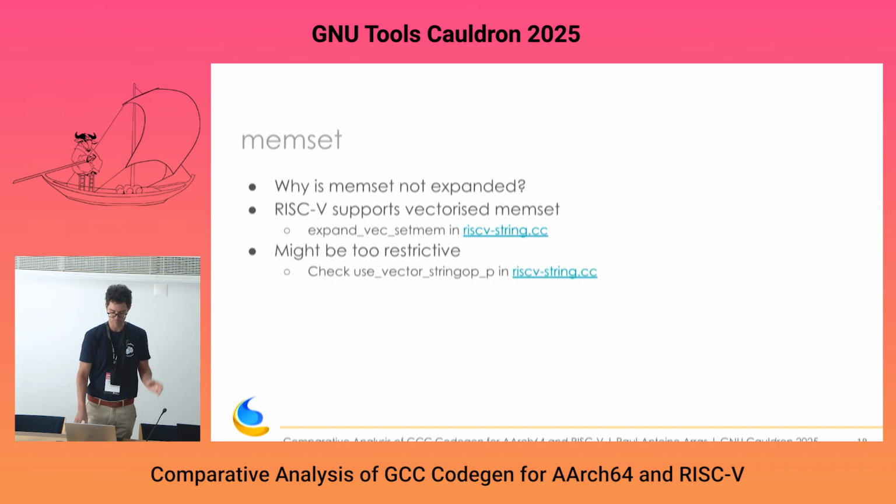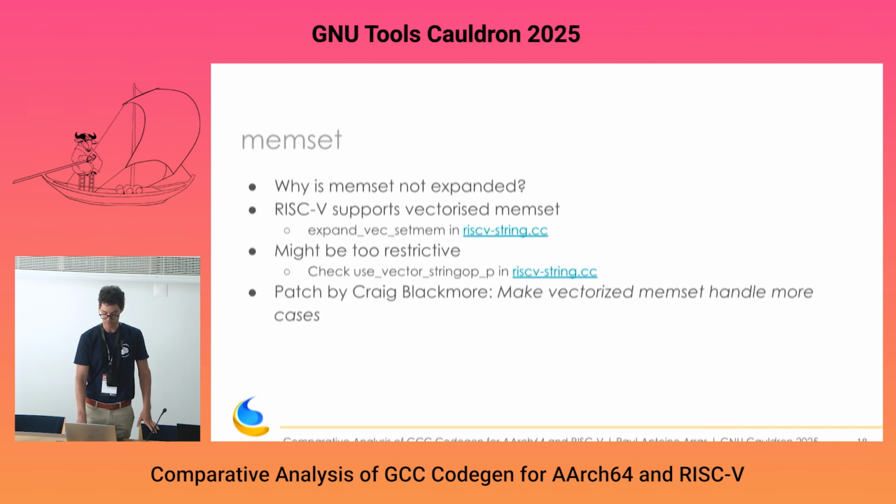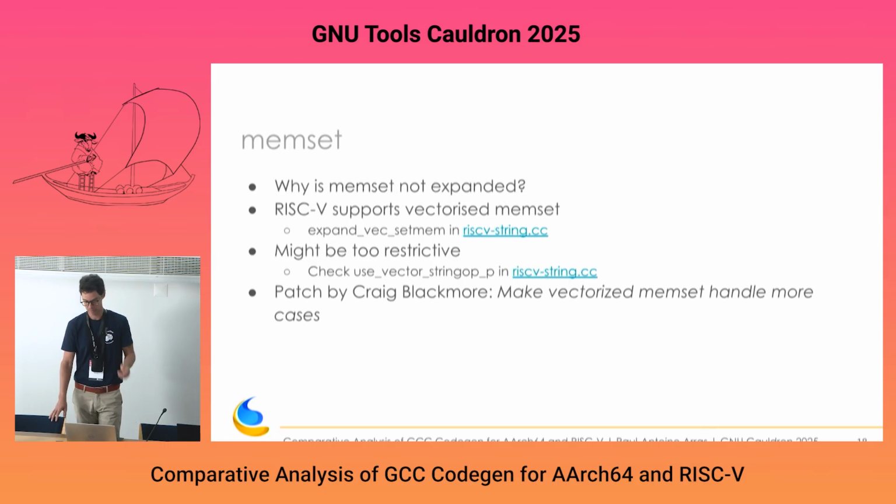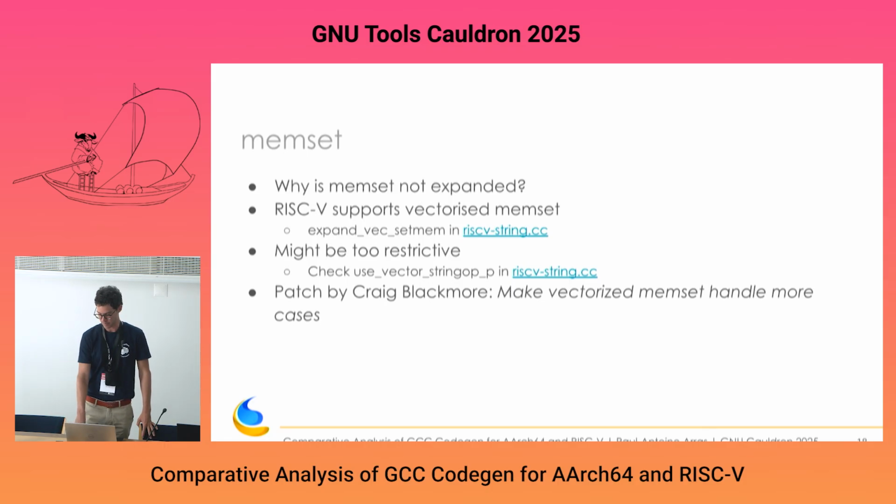I haven't looked exactly at what was going on, but I think if we check use vector string of P, that's where the decision is made whether or not to expand with vector instructions. Sometime last year, Craig Blackmore came up with a patch to help with that, make vectorized memset handle more cases. It was supposed to make it work with smaller vector length and also for smaller LMUL values. But in this precise case, I didn't see a significant difference, so it might still be too restrictive.